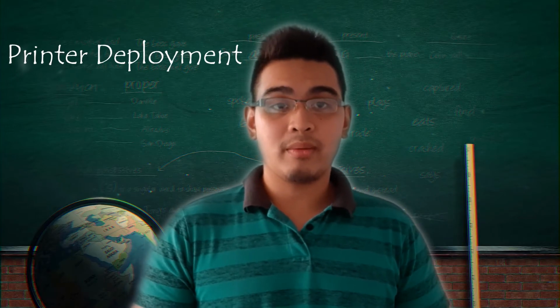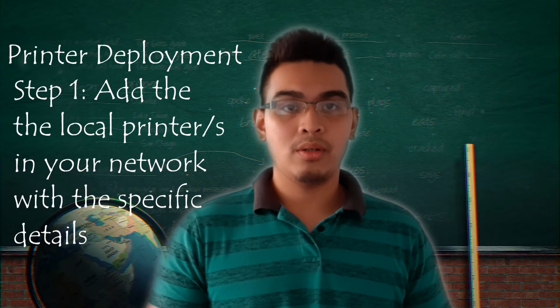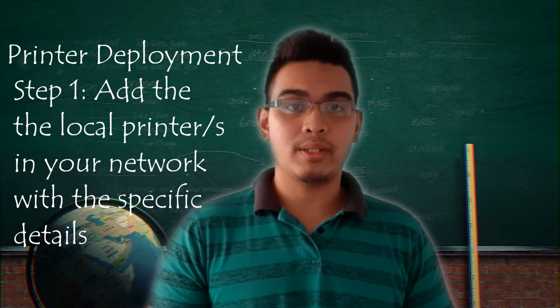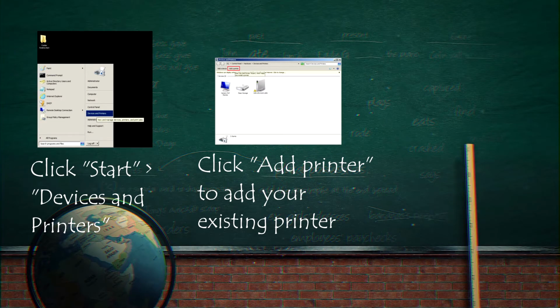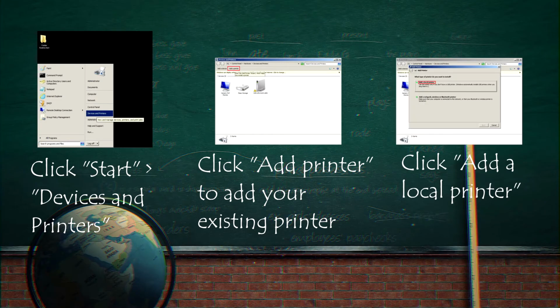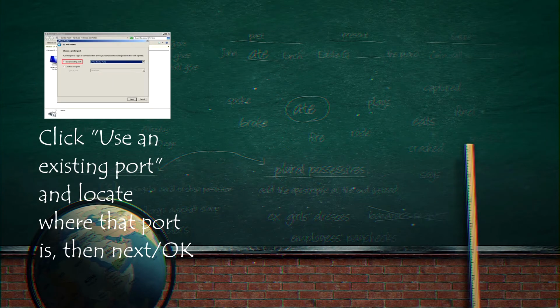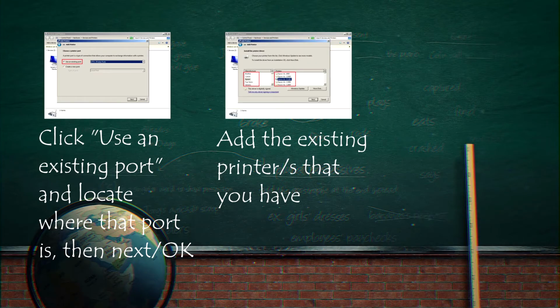So the last thing we're going to be talking about for this procedure is your printer deployment. So the first step in printer deployment is click on your printers and devices, and then a menu will appear that will list all the devices and printers that are currently connected on your server or the computer that you are currently working on. So if you don't have a printer connected, just click on add printer, click on add a local printer, then use an existing port, click next, and then choose the existing printer that you have. Maybe Brother, Epson, or any printer brand name that you have.